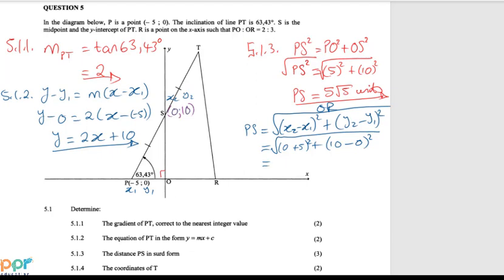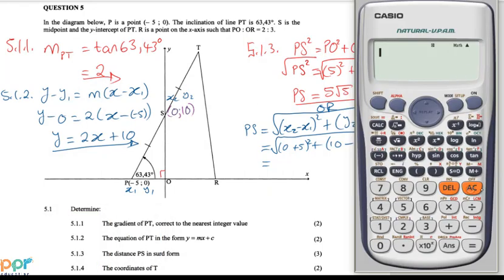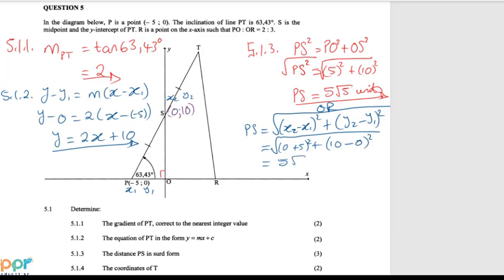Now, 0 plus 5, 5 squared is 25. And then 10 minus 0 will give you 10, and 10 squared is 100. You can even use the calculator. But your answer will be 5 root 5, so we've got 5 root 5 units. So you can use the Pythagoras theorem or the distance formula to find the distance PS. Now, let's calculate the coordinates of T.